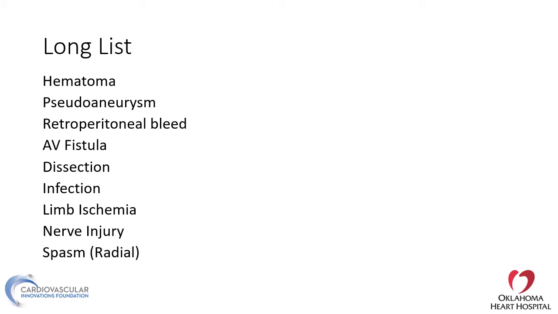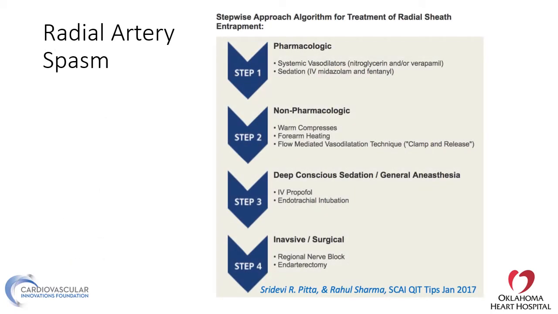There's a long list of complications for both femoral and radial. Of course, femoral has a higher complication rate than radial, but all these complications you see in the list can happen in both access sites. We'll start with radial artery complications.